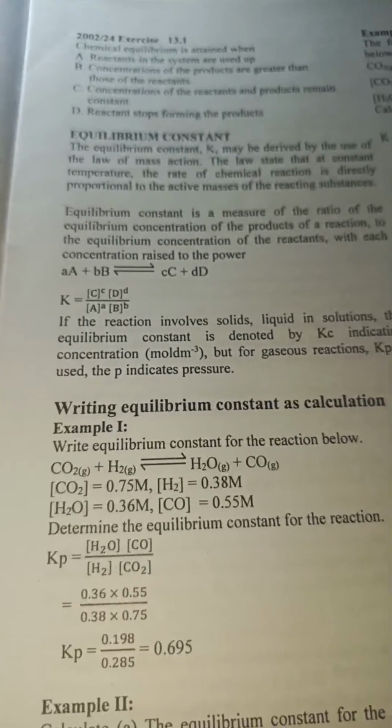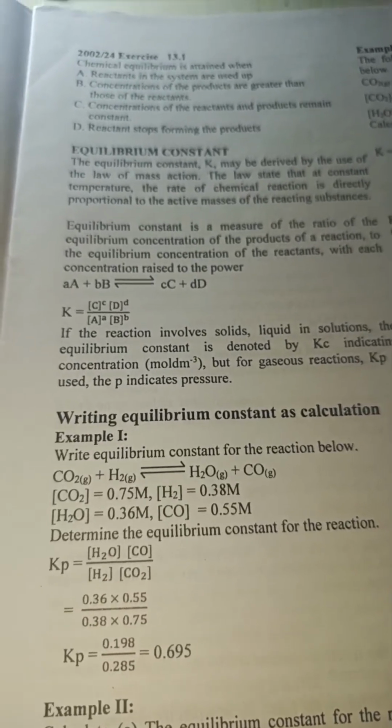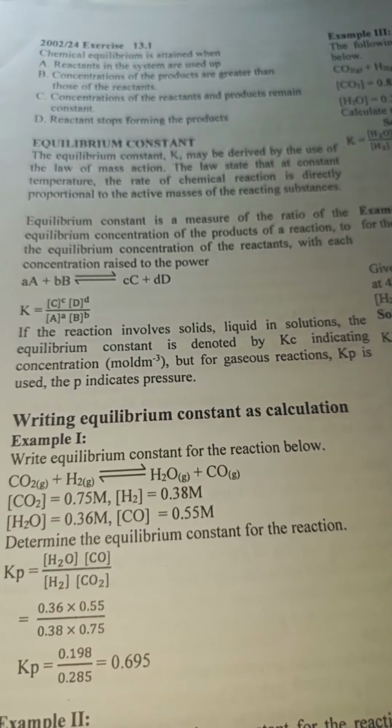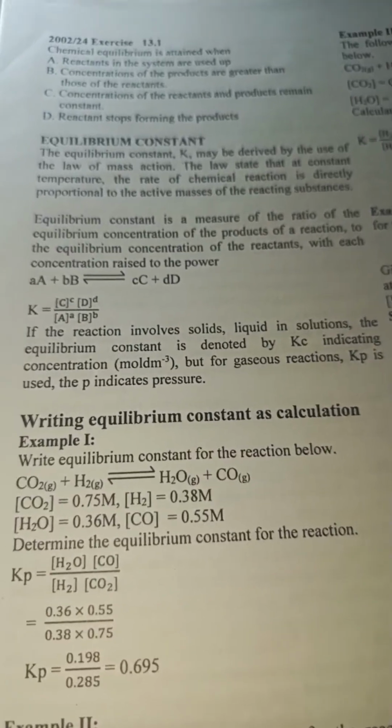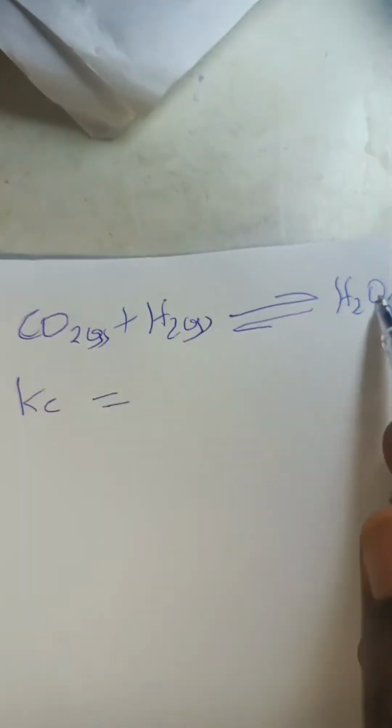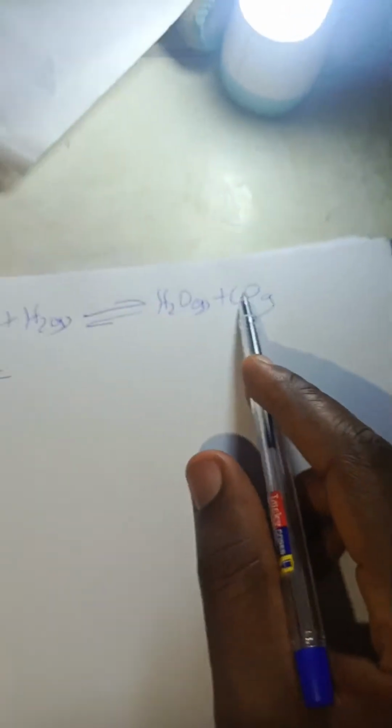I will write it out as CO2 gas plus H2 gas to give us H2O plus CO gas. Now, if you want to write the equilibrium constant here, how do we go about it? Kc will be equal to, now we can see the product here. The product is this and this. How do we now do it? Very simple.